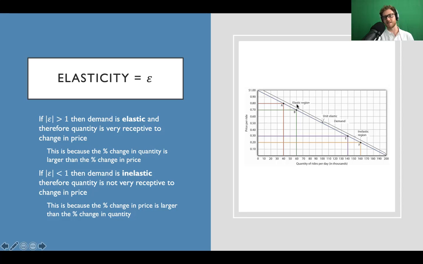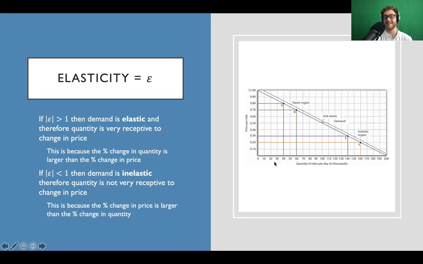Now over here, you can look where it says elastic region on this graph. You've got two dots, A and B. Dot A is at 0.8 and a quantity of 40. Dot B is at 0.7 price and a quantity of 60. So if you look at the change there, the price change from 0.8 to 0.7 is a 1/8 change in price, or about 12.5%. Meanwhile, the change in quantity from 40 to 60 is a 50% increase. So you have a 50% change in quantity and a 12.5% change in price. Therefore, your demand is elastic in this region.